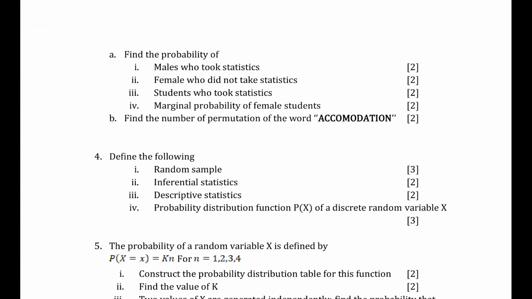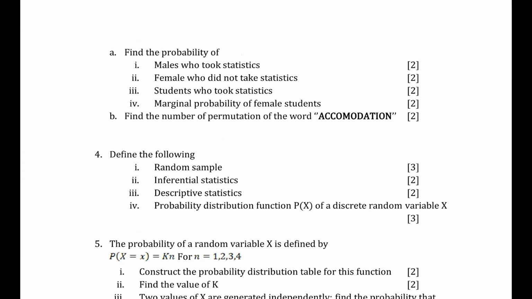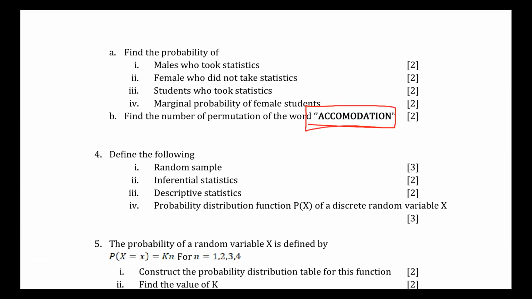Can you find the number of permutations of the word accommodation? So now, the word accommodation, in short, in what ways can you combine these letters? So you just count the number of letters in the word accommodation, then the factorial thereof, okay? Did you get that? So you will count how many letters are in accommodation. 1, 2.